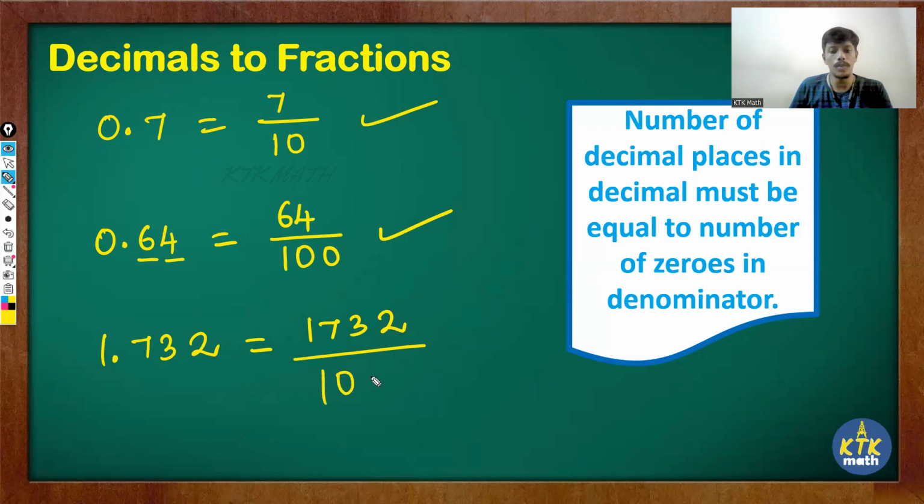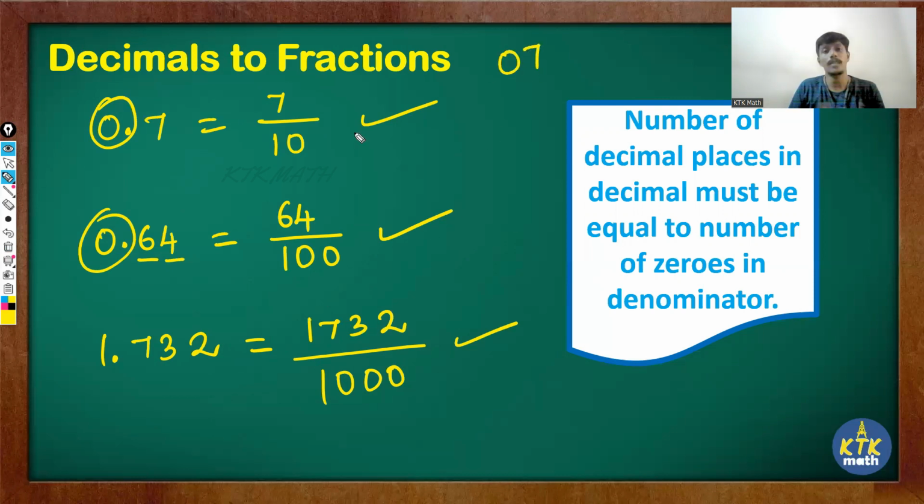3 numbers. So 1000. Now you may ask me, sir, why didn't you write the 0, like 07 or 064? A 0 before the number, when you write 07, has no value. It is nothing but 7 only. That is the reason I didn't include the 0 for the first two numbers, and for the third one I am writing the 1. Few students focus only on the decimal number and write 732 by 1000.